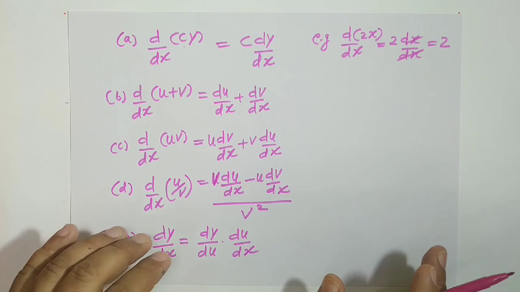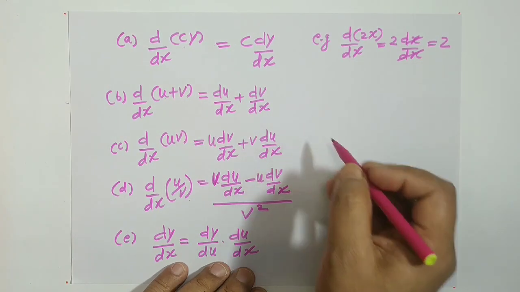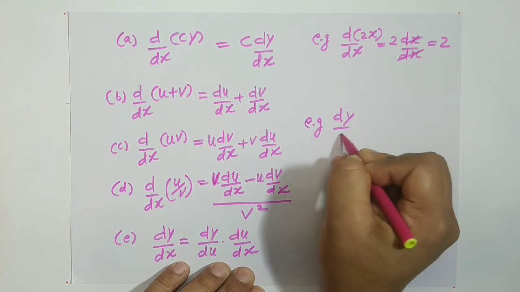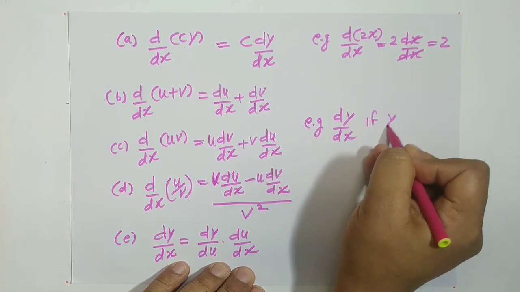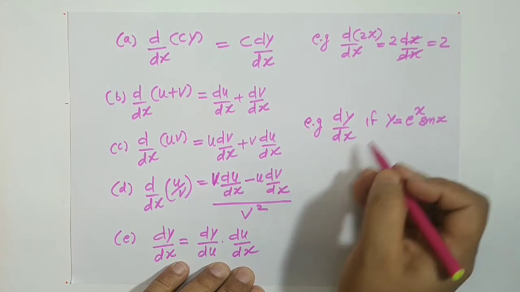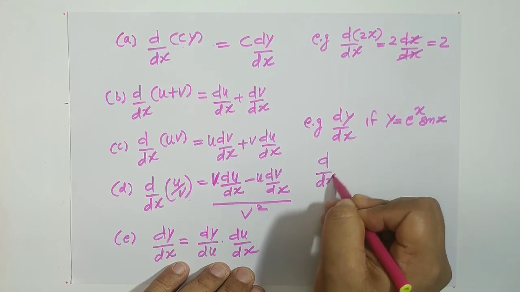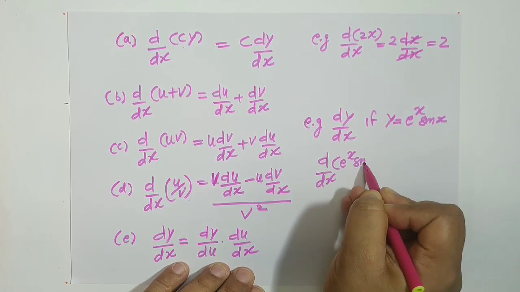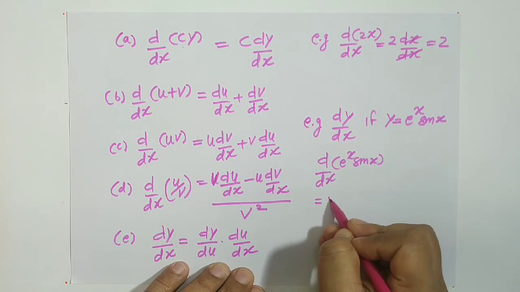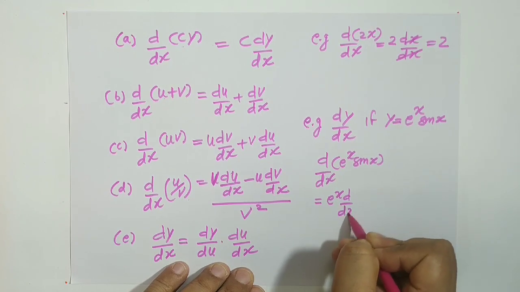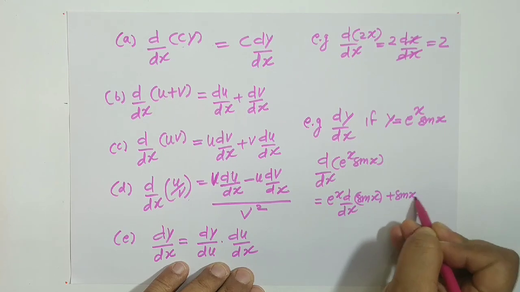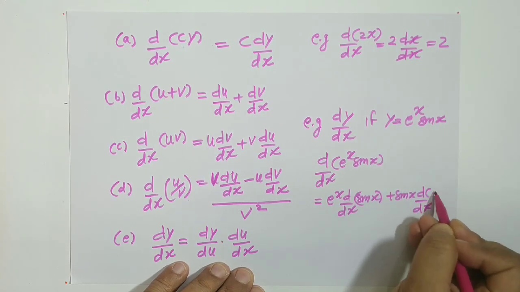Are you getting it? I will give you an example here only: find dy/dx, if y is eˣ sin x. Now there are two functions, so if you put it here, eˣ sin x, then we know that this is the rule for uv. So what you will do, you will take out eˣ, then d/dx of sin x. Are you getting it or not? And then you will take out sin x and d/dx of eˣ.